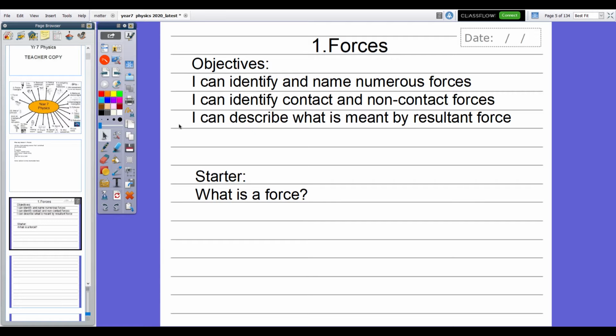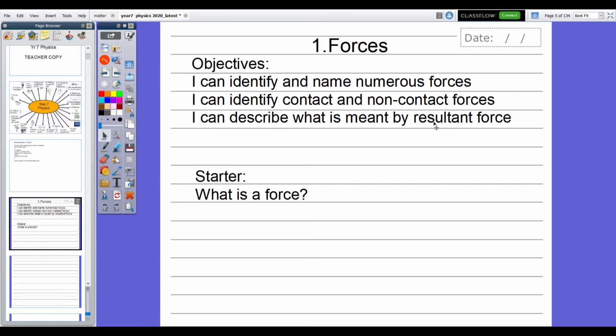Objectives. I can identify and name numerous forces. I can identify contact and non-contact forces, and I can describe what is meant by a resultant force. So if you could date your work up at the top, put the date in. This is what I normally start off with: I just throw it out to the class, what is a force? If you want to pause the video now and think to yourself, what is a force, then when you've got some ideas ready, come back.